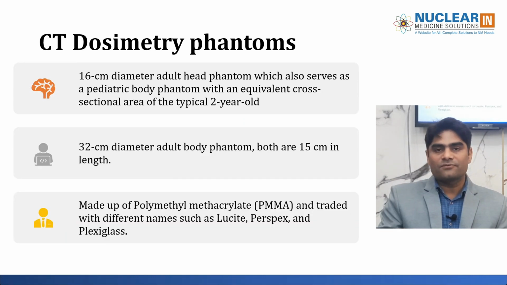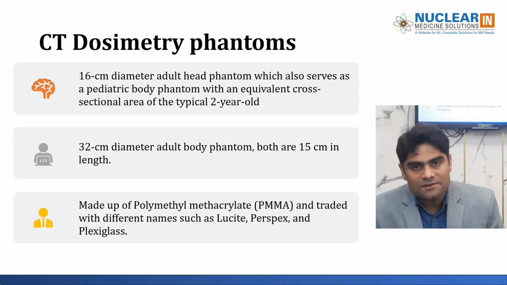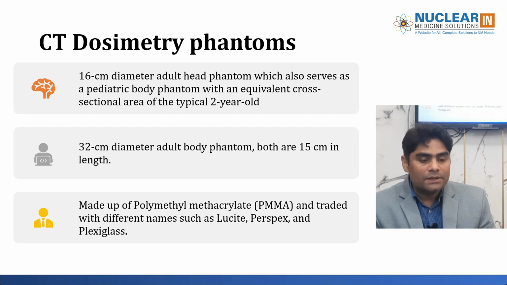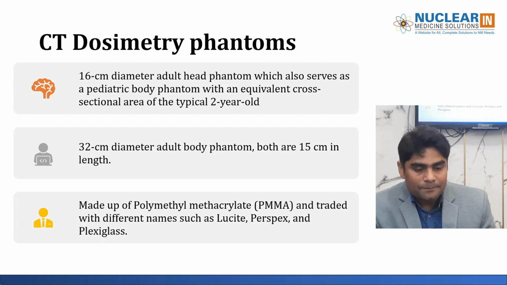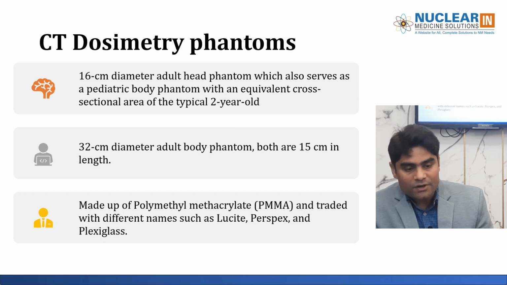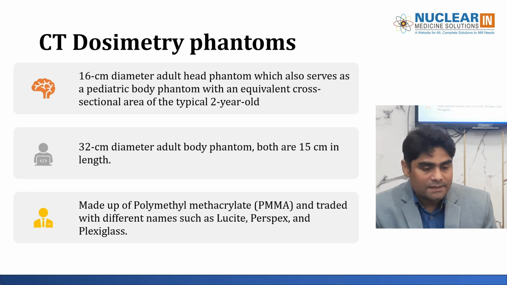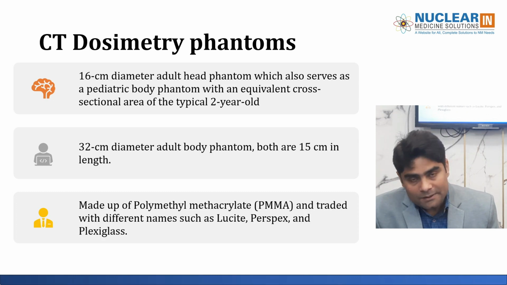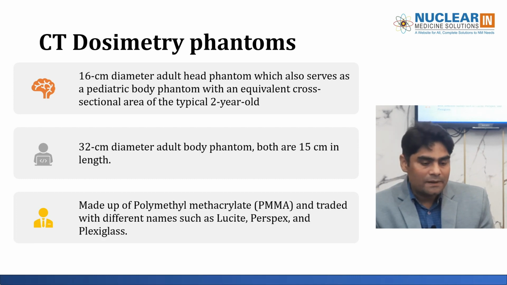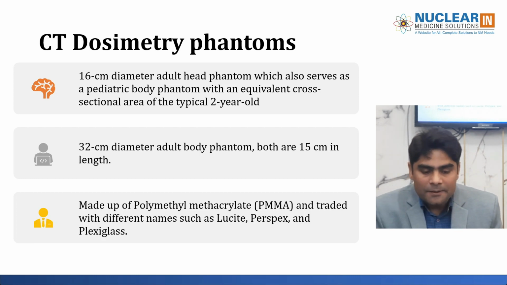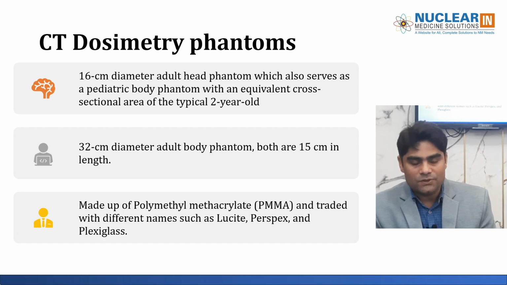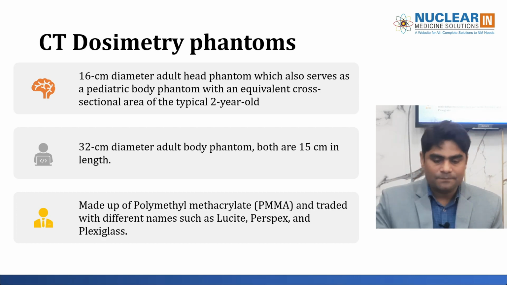Now coming to the CT dosimetry phantoms, there are generally two sizes of phantoms used: the 16 centimeter diameter adult head phantom and the 32 centimeter diameter adult body phantom. The 16 centimeter adult head phantom is equivalent to a pediatric body phantom of a 2 year old pediatric size. For that also it can be used, and both these phantoms have a length of 15 centimeters and are made of polymethyl methacrylate, that is PMMA, traded with different names like Lucite, Perspex and Plexiglas.